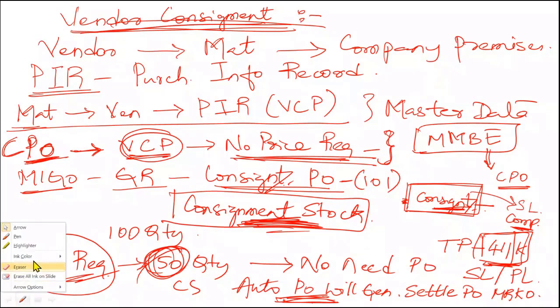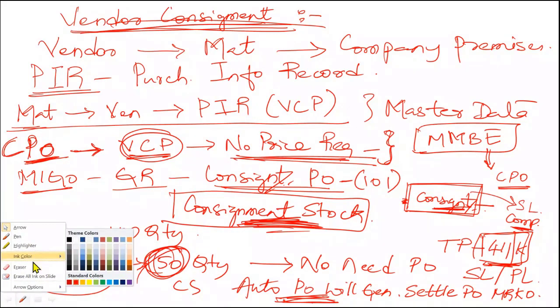Imran, Karthik, how will this quantity be added in consignment stock? Like the 100 quantity you told, who will add that quantity in consignment? How to add that consignment quantity? It will be there, 100 numbers. Yes. How?